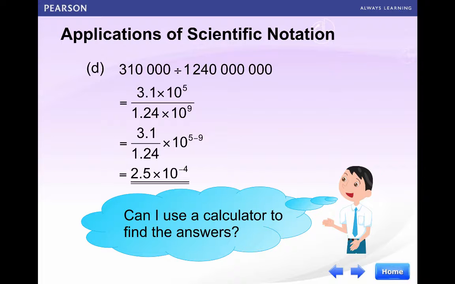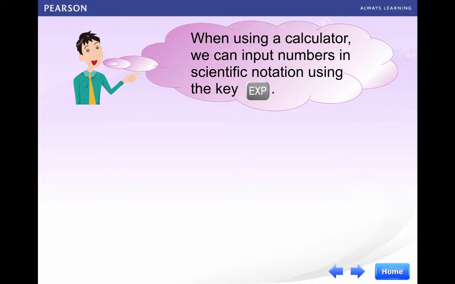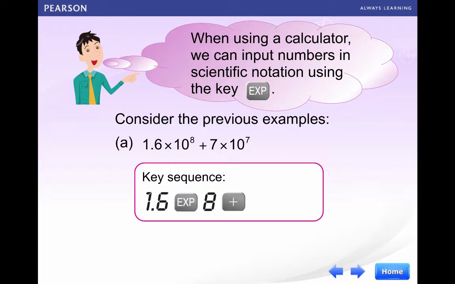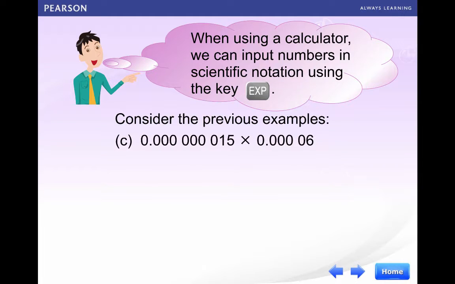So how do we use the calculator to find the answer? In your calculator, you should find the key EXP. Look at this question. If I want to find the answer with the calculator, we first key in 1.6 and then key EXP 8. EXP 8 means that the number is multiplied by 10 to the power 8. And then we key in the plus sign, 7, EXP 7. Then you can find the answer.